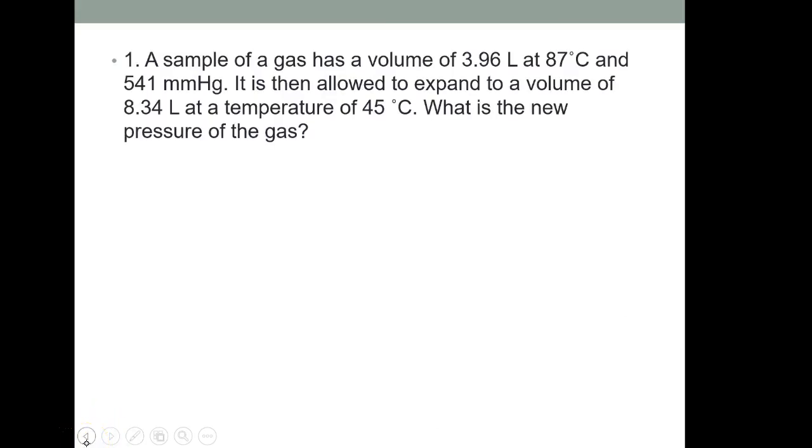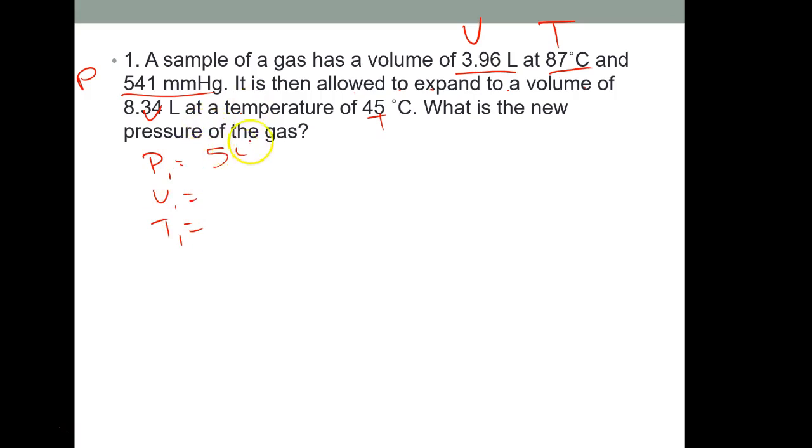So let's look at this one. If I'm looking at this gas law, I'm going to recognize that as a volume, I'm going to recognize that as a temperature, and I'm going to recognize that as a pressure. It is then allowed to expand to a new volume at a temperature of 45 degrees, and they want to know what is the new pressure. So the first thing I notice, P1, V1, T1 are all mentioned, but there's no mention of moles. And if there's no mention of moles, we're not going to use it at all.